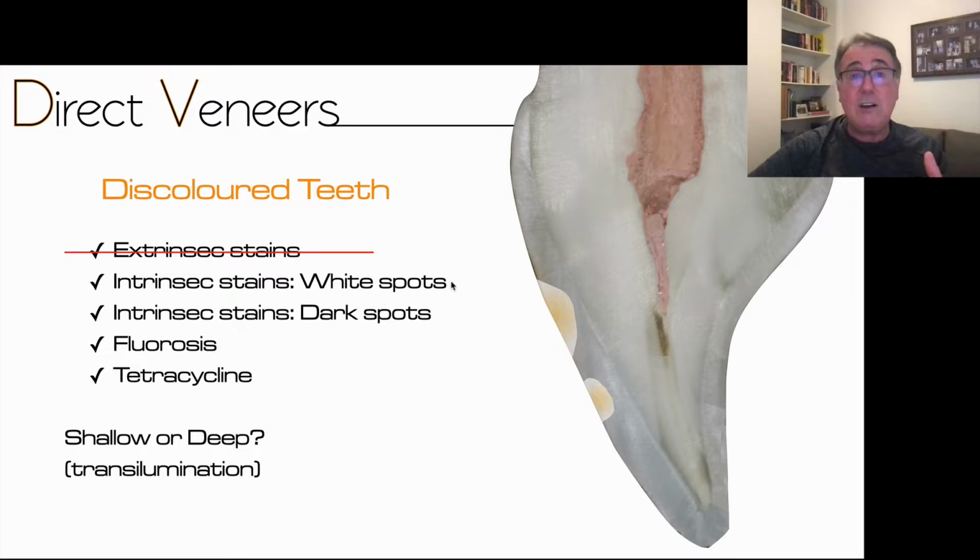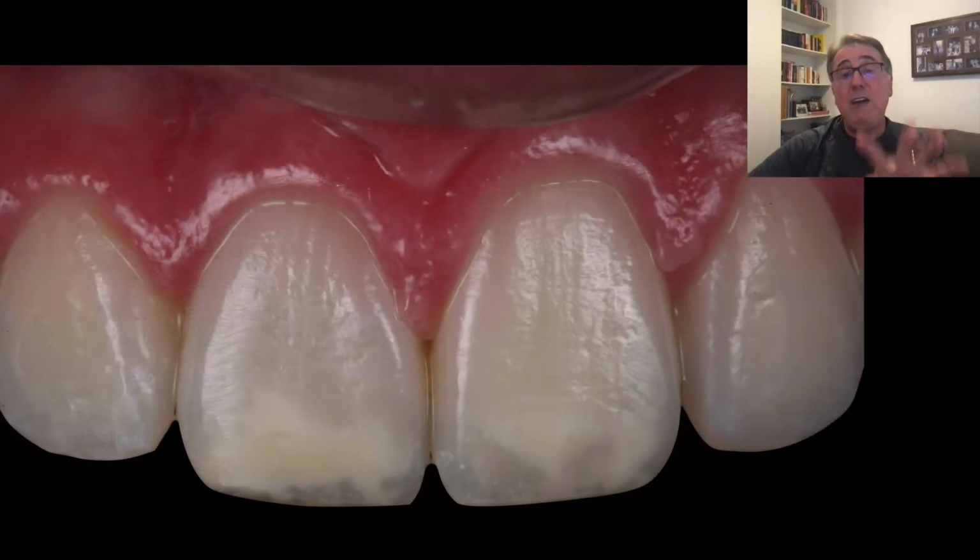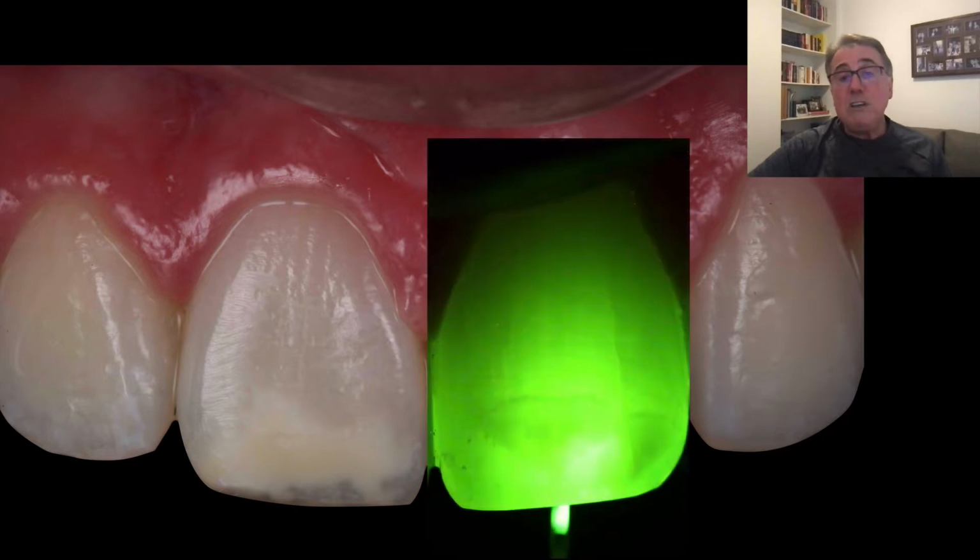And how do we figure out if they're shallow or deep lesions? The easiest way to do that is through transillumination, okay? You have here two central incisors with white spots, and when I do a transillumination here, I'm using a curing light from Ultradent, which is the Velo, and I'm using a special green tip that I put on the device, and then I have a green light. But you could use just the light from the curing light or an LED light source that you just have to shine through the tooth.